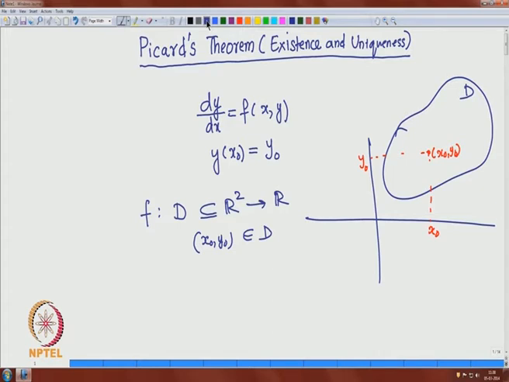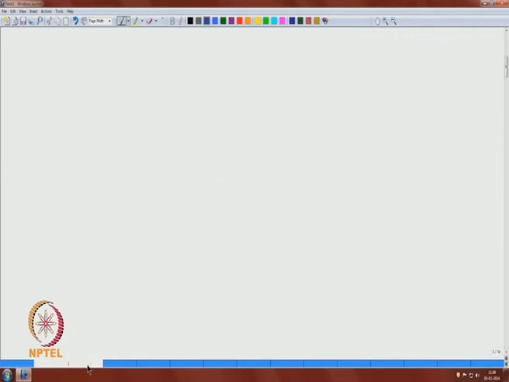and we now prove the existence of solution and uniqueness of solution under Lipschitz condition with respect to y and a continuity condition with respect to x. So, Picard's theorem gives both existence and uniqueness, and the uniqueness part we have already proved, and in this theorem I will concentrate only on the existence part. So, let me state Picard's theorem.